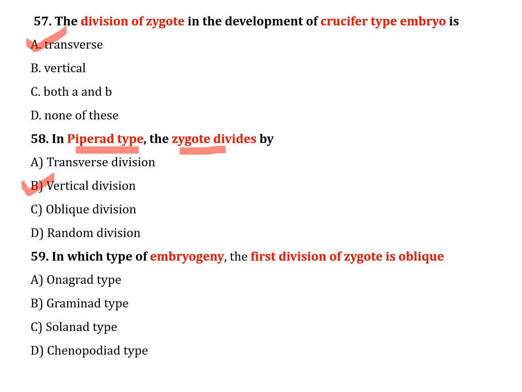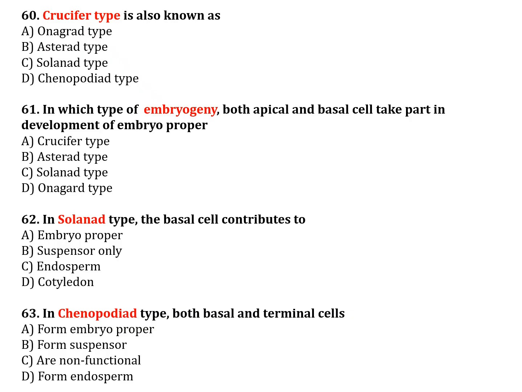The next question, number 59. In which type of embryogeny, or development of embryo, is the first division of the zygote oblique? Option A, onagrad type; option B, graminad type; option C, solanad type; option D, chenopodiad type. Correct answer is option B, graminad type. Example is Triticum. The next question, number 60. Crucifer type is also known as: option A, onagrad type; option B, asterad type; option C, solanad type; option D, chenopodiad type. Correct answer is option A, onagrad type.